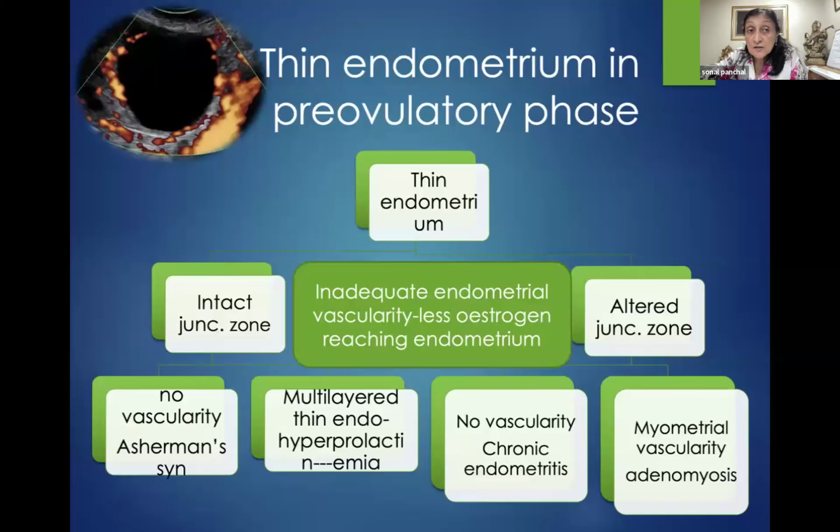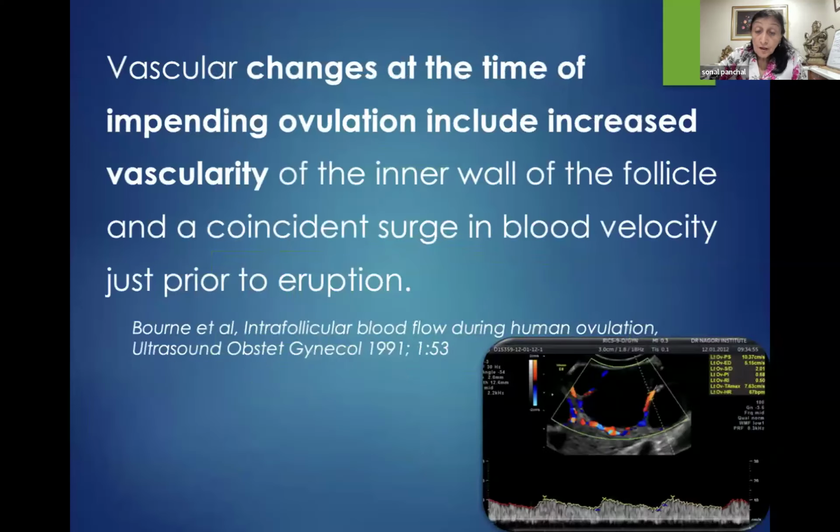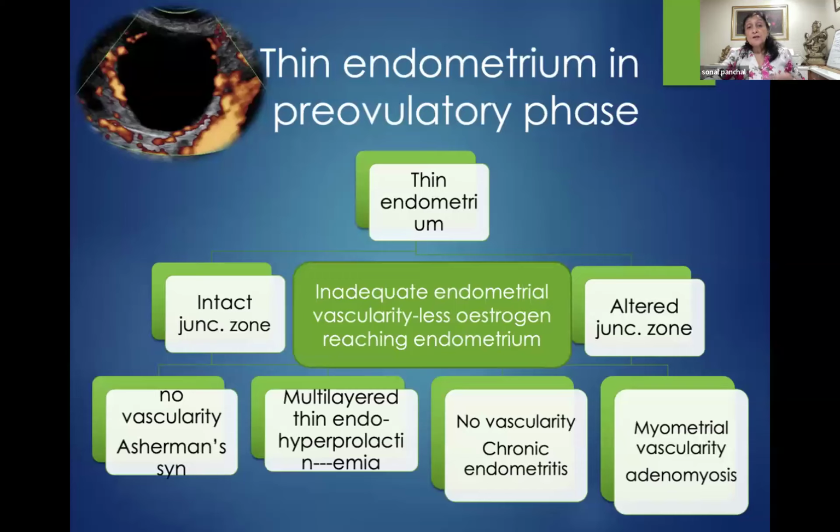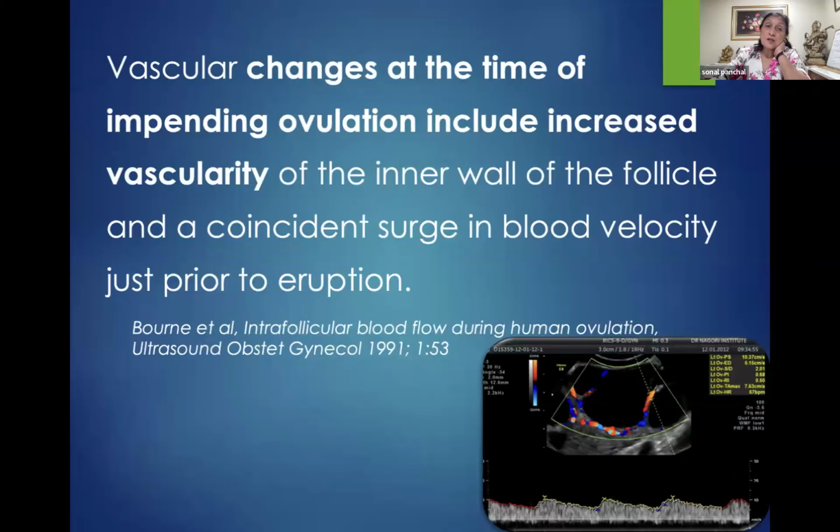vascularity. If the vascularity of the follicle is inadequate, it is an inadequacy of the follicle and not an inadequacy of the corpus luteum. But sometimes it does happen that in spite of a good follicle, if the endometrial vascularity is less, that is when less estrogen is reaching the endometrium and you would still get a thin endometrium. What happens after that? So this is, we have reached the time of the surge.